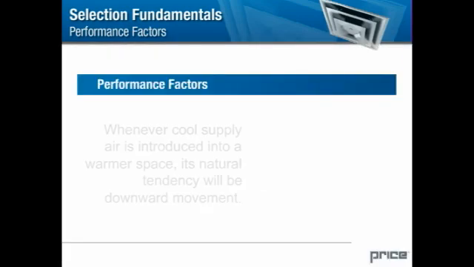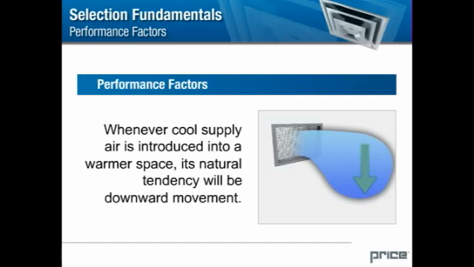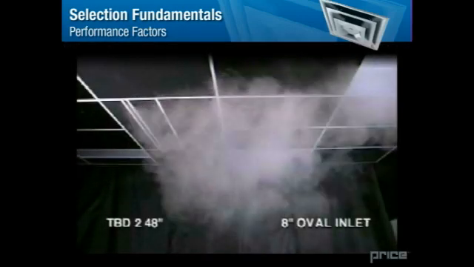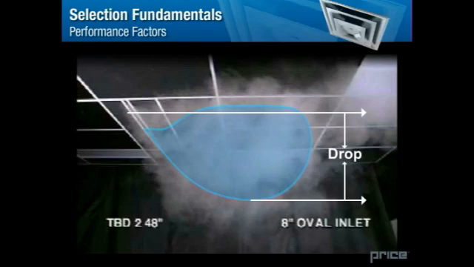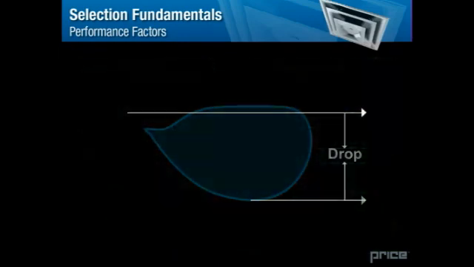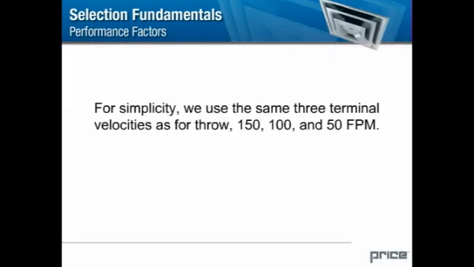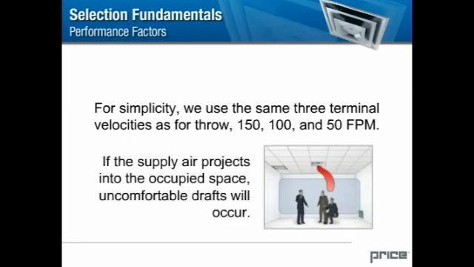Drop. Whenever cool supply air is introduced into a warmer space, its natural tendency will be downward movement. The vertical distance which the air jet extends below the ceiling is called the drop. Similar to the throw, we discuss the drop in reference to a specific terminal velocity. For simplicity, we use the same three terminal velocities as for throw: 150, 100, and 50 feet per minute.